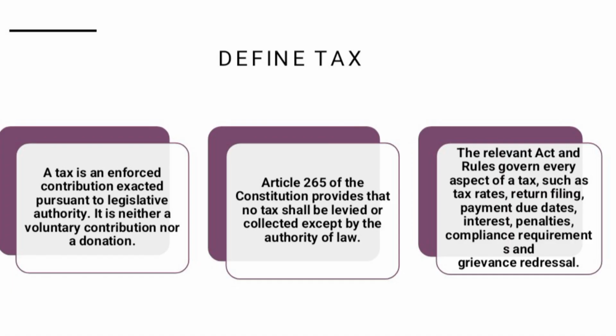The income tax rate for senior citizens, then everything is prescribed in the act. Means the rate of tax, return filing, payment due days, interest, penalty, compliance requirement and grievance redressal mechanism. Means what is the rate of tax? First thing. Second thing is what is the due date of filing the return? If not filed within the due date, what is the provision for payment of interest and penalty? Okay. And if we have some grievance, near which authority will we make the appeal?